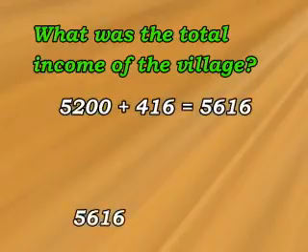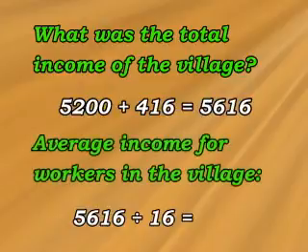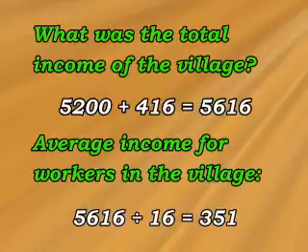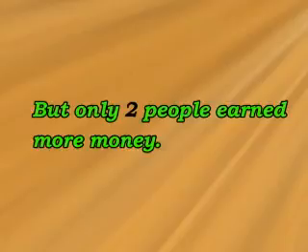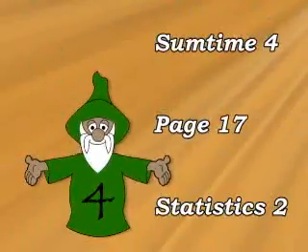So if we divide that by the 16 wage earners, we find that the average wage has gone up to 351. So instead of 325, it's gone up to 351. But only 2 people are earning more money. That's enough for now. See you again soon.